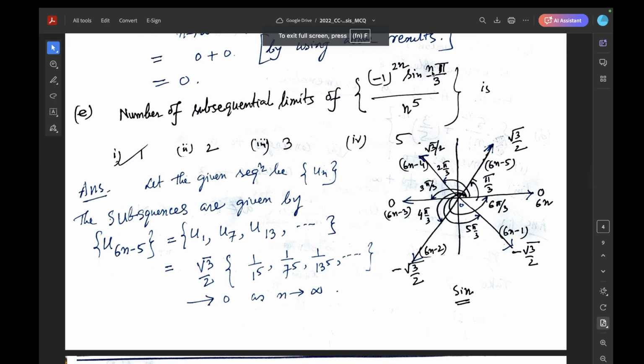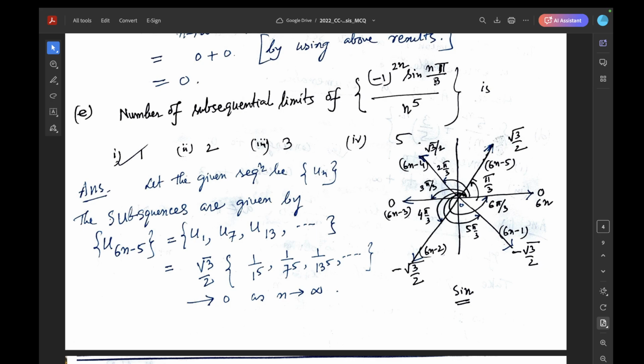Now sine n pi by 3. Pi by 3 is actually 60 degrees for n equal to 1. So sine pi by 3, sine 60, is root 3 by 2. When n equal to 2, sine 120, that is 2 pi by 3, is root 3 by 2. Sine 3 pi by 3, that is pi, is equal to 0.